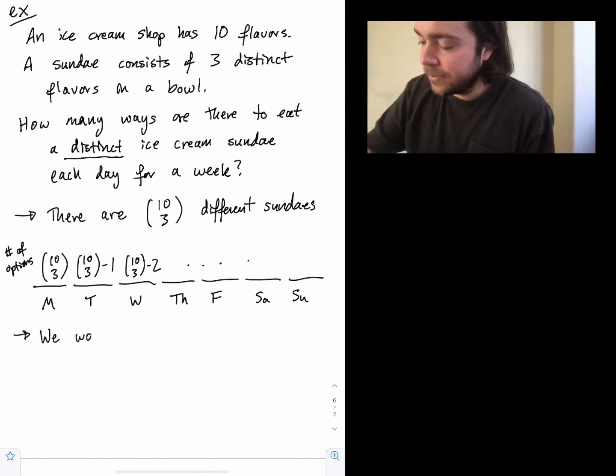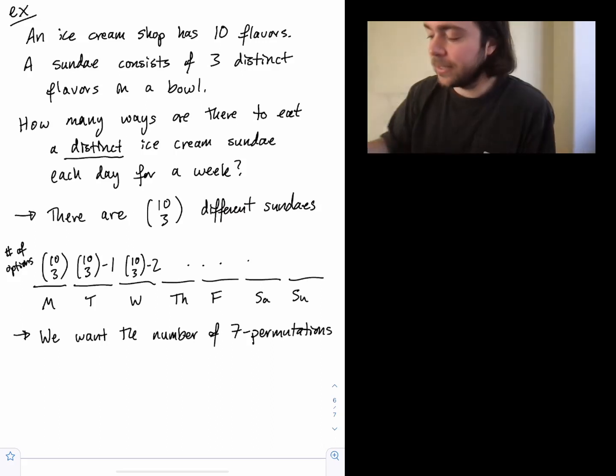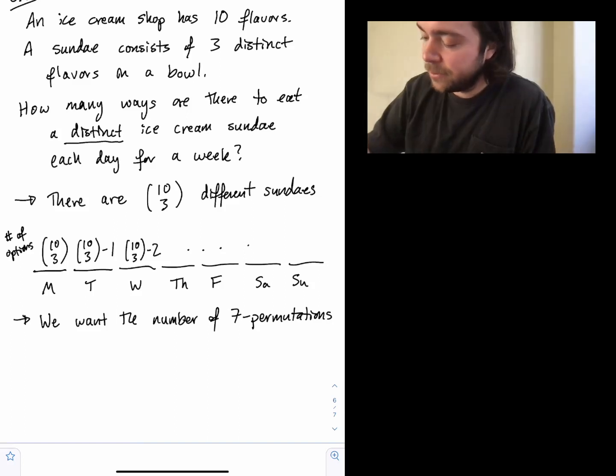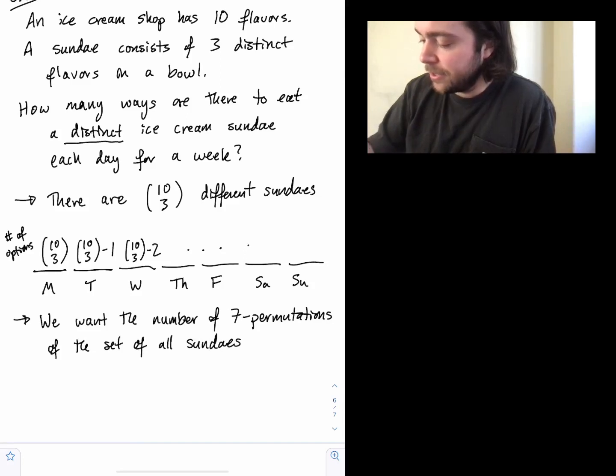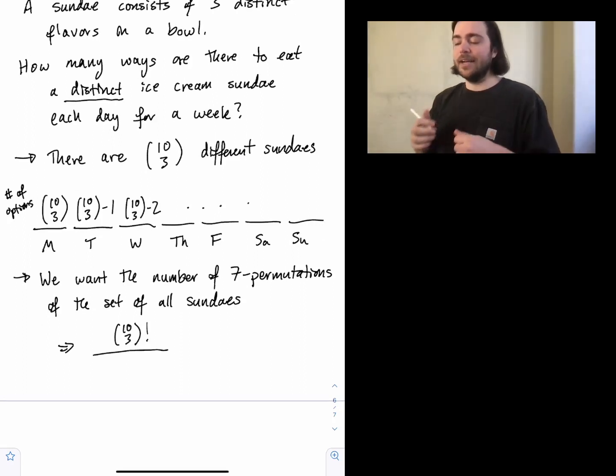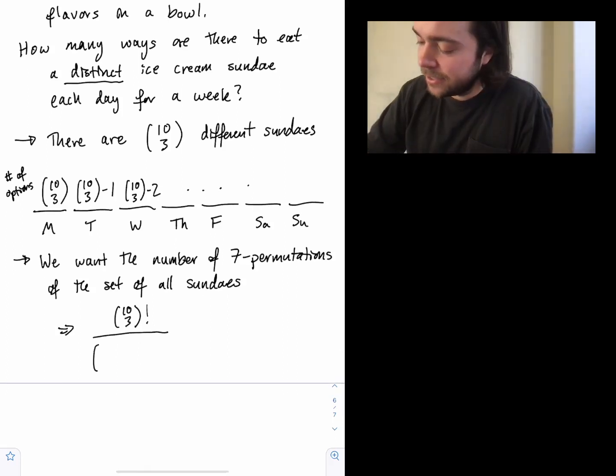So what do we really want? We just want the number of 7 permutations, because there's 7 days in a week. We want the number of ways of arranging 7 ice cream sundaes in a linear order for each day of the week. We want the number of 7 permutations of the set of all sundaes. And we already did the work to figure out how many there are. We said there's 10 choose 3 factorial. Notice we're combining combination notation, 10 choose 3, with permutation thinking here. So this is 10 choose 3 factorial over 10 choose 3 minus 7 factorial.